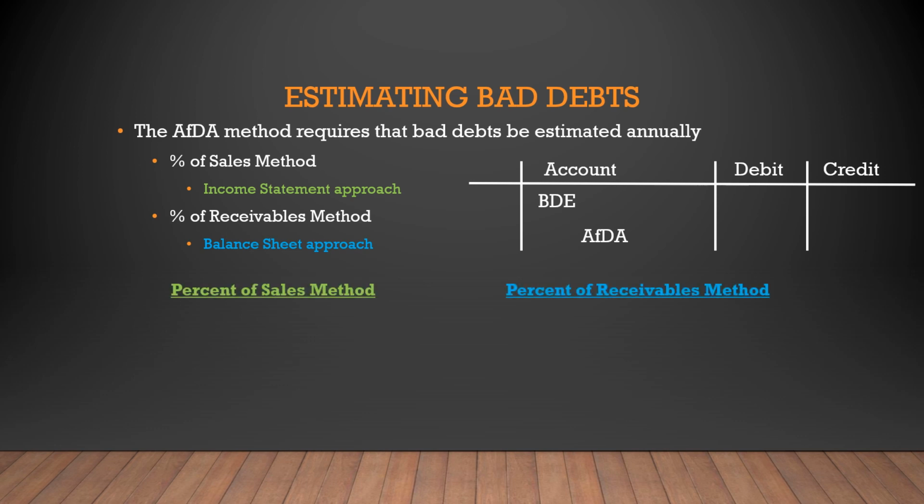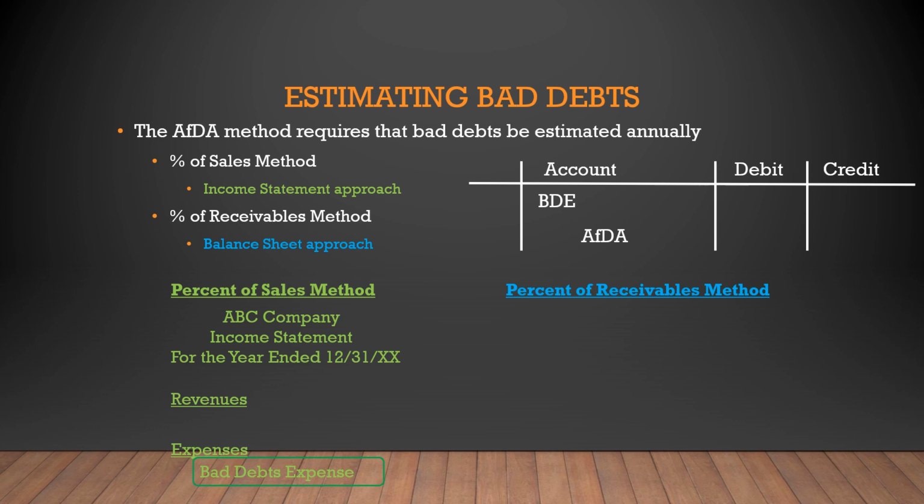The percent of sales method, or income statement approach, focuses on bad debt expense, which shows up on the income statement. The percent of receivables method, or balance sheet approach, focuses on allowance for doubtful accounts, which shows up on the balance sheet.